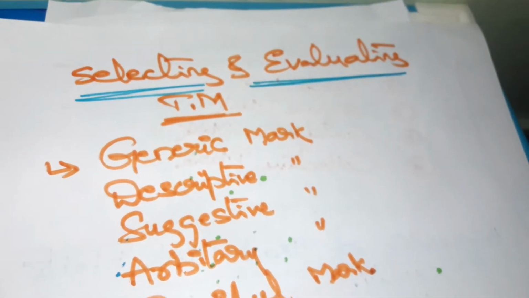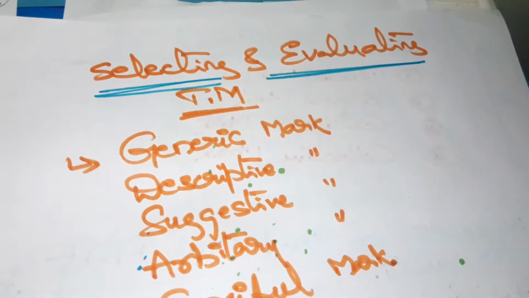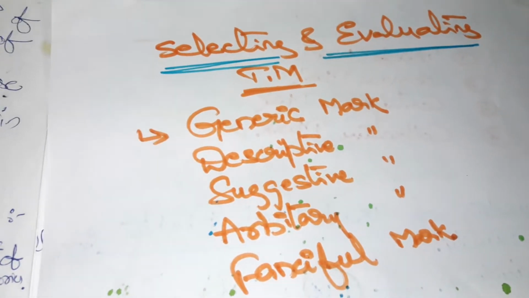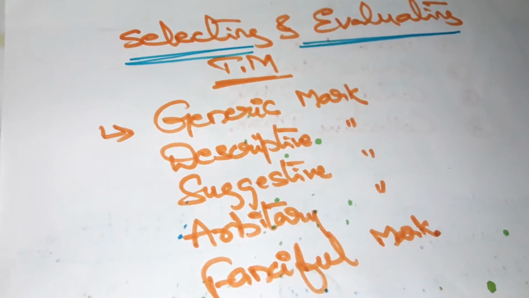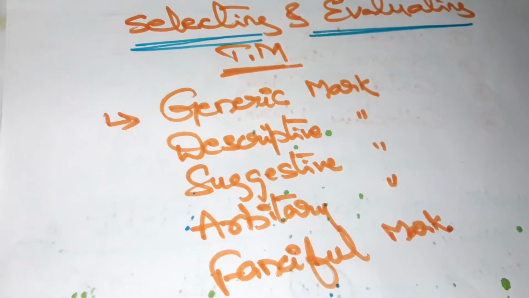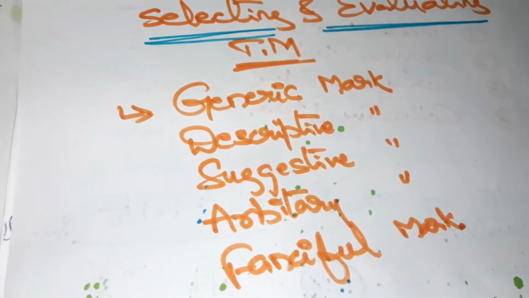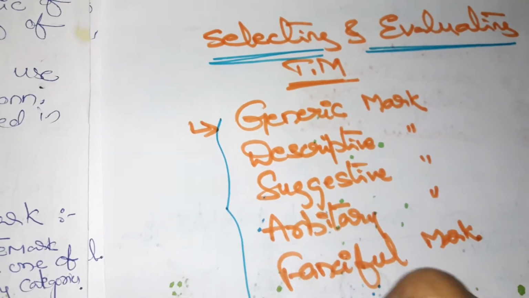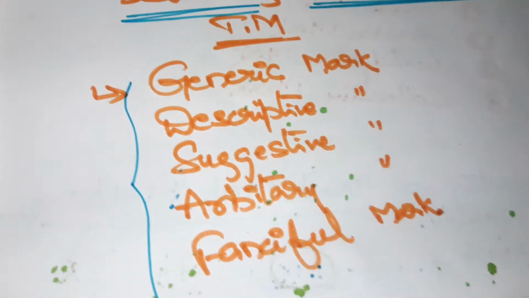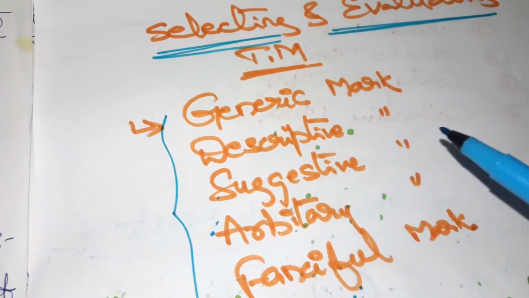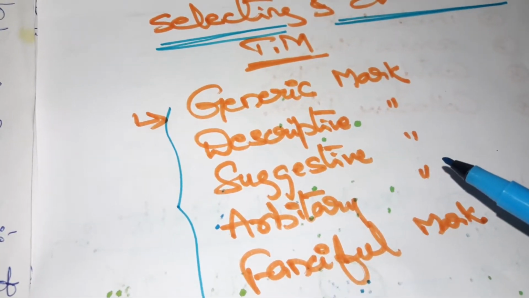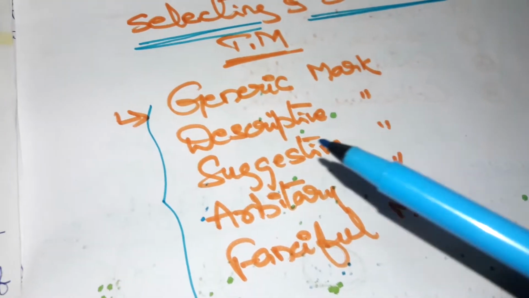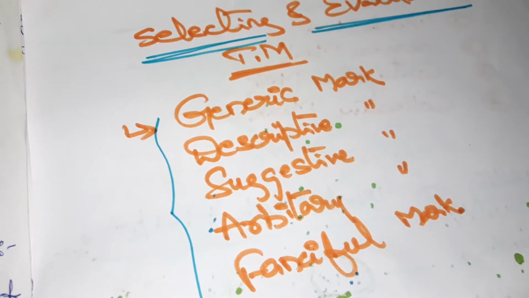Next one is selecting and evaluating the trademark, which is nothing but the categories of trademark. How you are going to be choosing our trademark, we will see now. Our trademark of choice is one of the following categories. These are some of the categories. First one is generic mark, next one is descriptive mark, next one is suggestive mark, arbitrary mark, fanciful mark. We will see one by one what all these are.